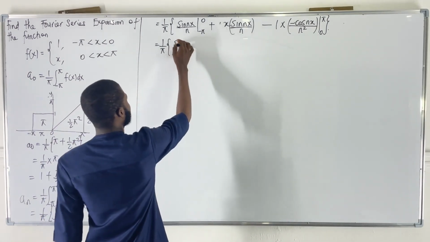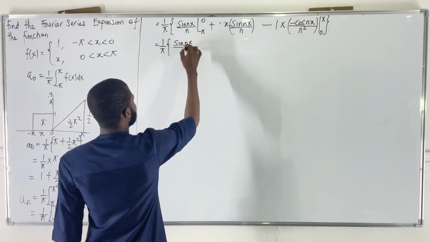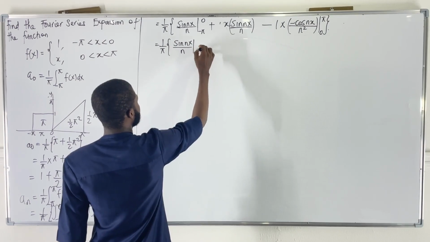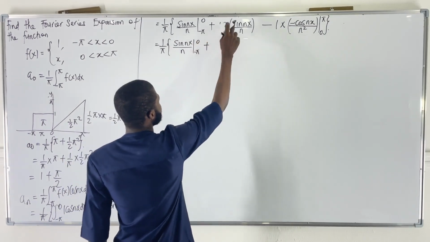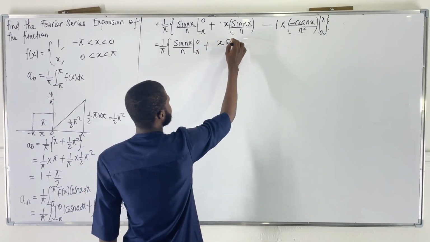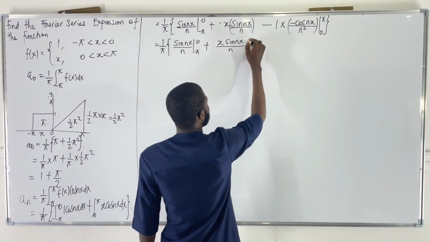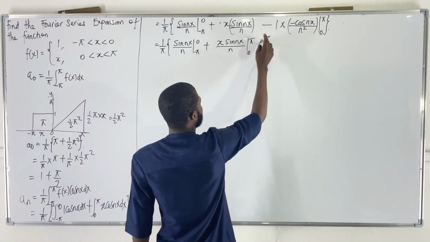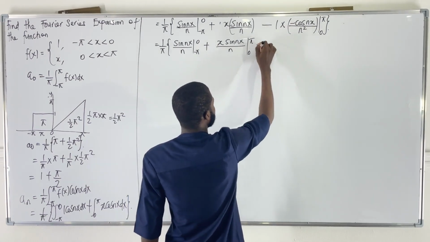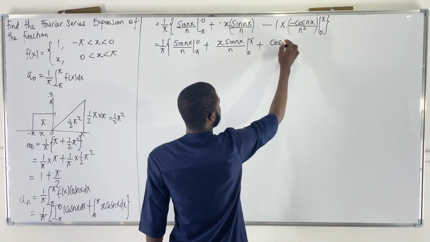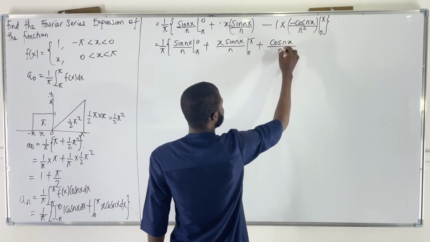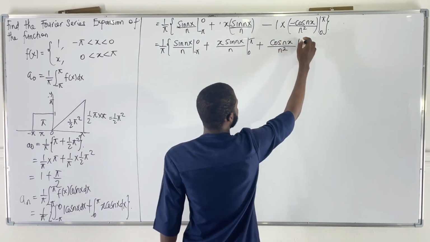So this is sine nx divided by n from minus pi to 0, plus this would just be x sine nx divided by n. Let me put the limits for it here, close to it, 0 to pi. Minus times minus is plus. So this is cosine of nx divided by n squared from 0 to pi.